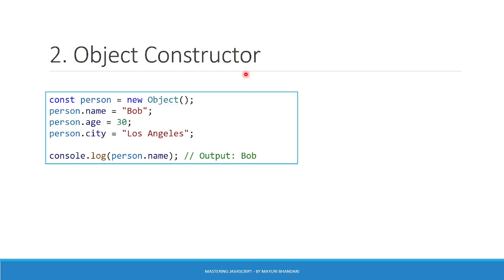Now let us look at another way to create an object using object constructor. Unlike object literal method where we define everything inside curly braces, here we first create an empty object and then assign properties to that object dynamically. This method is useful when we want to add properties later or modify objects dynamically. Let's see this in action.